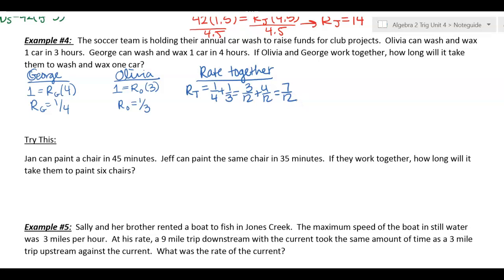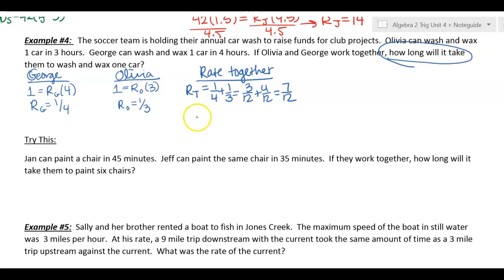And the question about them is about together. And now I'm going to go back and look at the question. It says, if Olivia and George work together, how long will it take to have them wash and wax one car? So I have not answered that question. I know their rate is 7/12. That is not how long it will take.